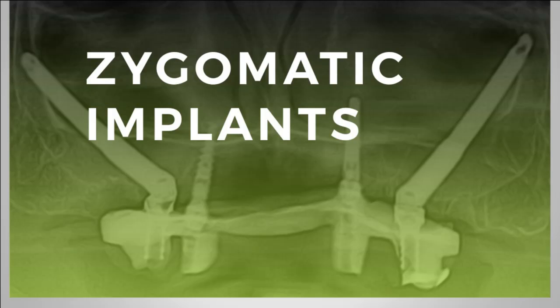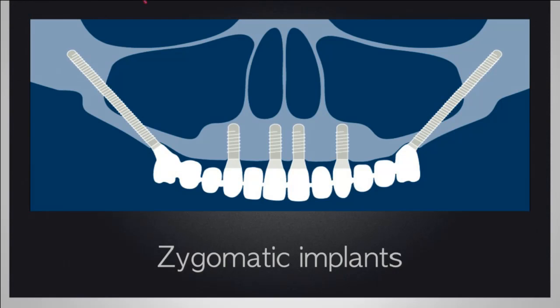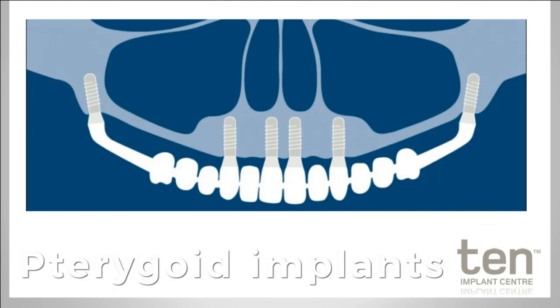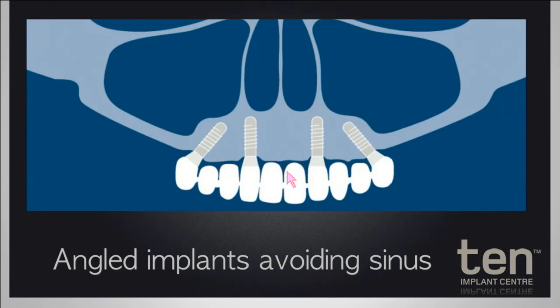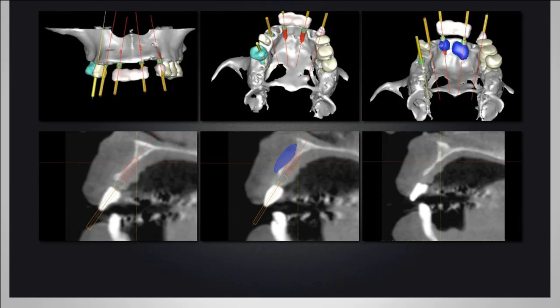Where there is a lack of bone, one of the options we have is to use zygomatic implants. Zygomatic implants are basically anchored in the zygomatic arch, with part of the implant in the zygomatic arch, the other part in the maxilla. The other choice is pterygoid implants, where they're placed within the maxilla but close to the pterygoid plate. The other option we've talked about is using angled implants as well.